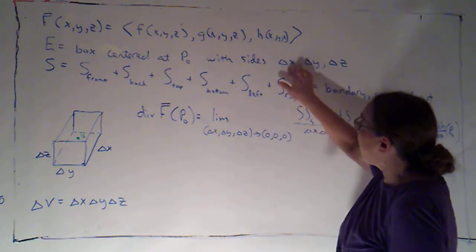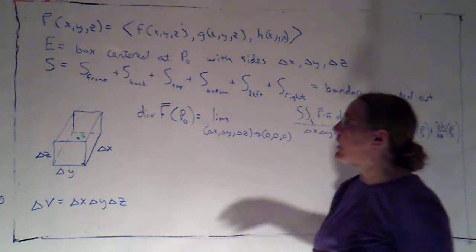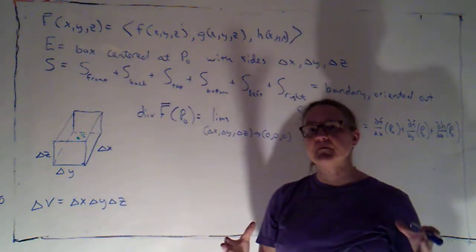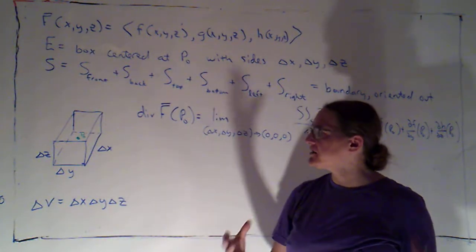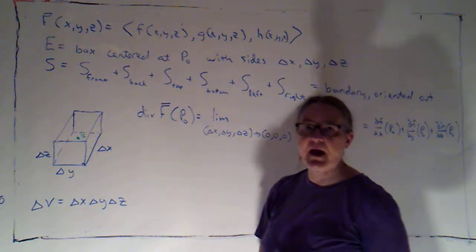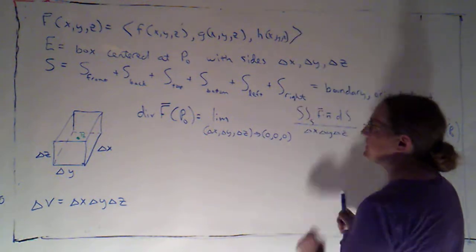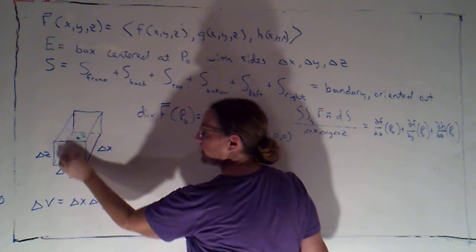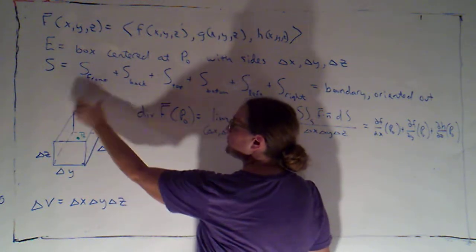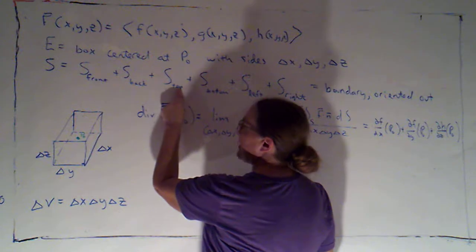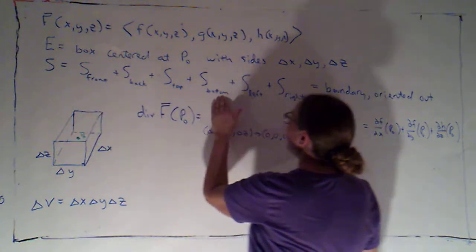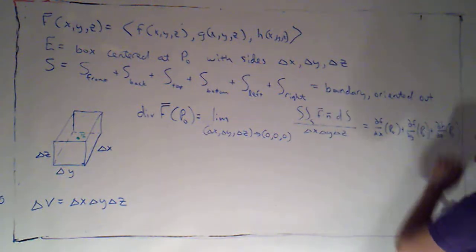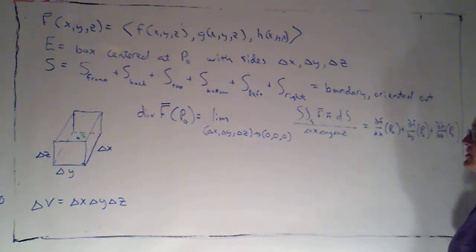We're going to have this box that's centered at the point P naught. Its boundary surface S is piecewise smooth. When I have a rectangular box, there are 6 parts to the boundary surface, so I've just labeled them. The boundary surface on the front, that would be this front rectangle here. The boundary surface on the back. The boundary surface on the top, on the bottom, on the left, and on the right. And that's going to be our boundary oriented out.